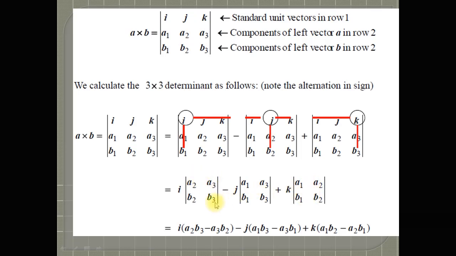Now by cross multiplication, i into (A2 B3 minus A3 B2), minus j into (A1 B3 minus A3 B1), plus k into (A1 B2 minus A2 B1).